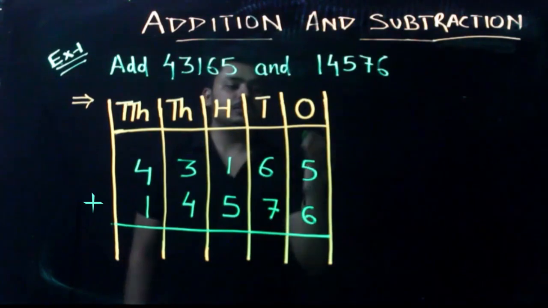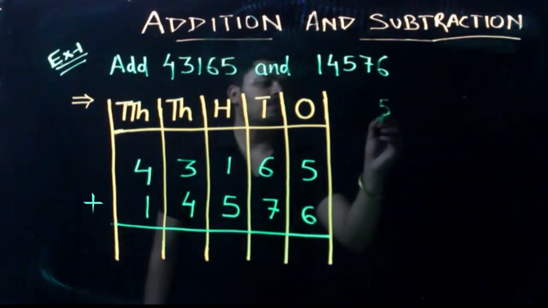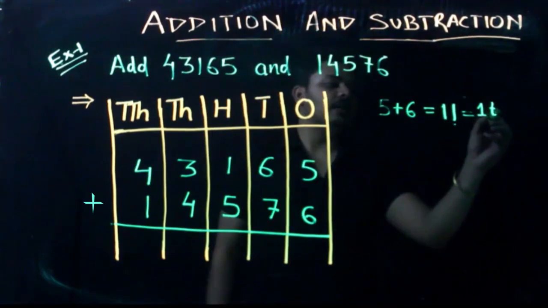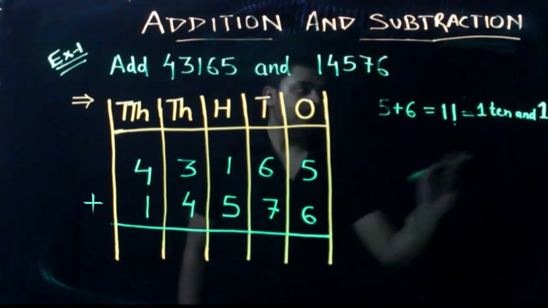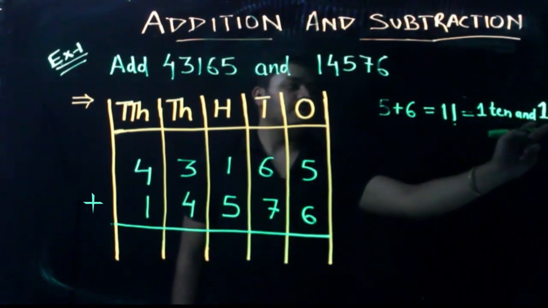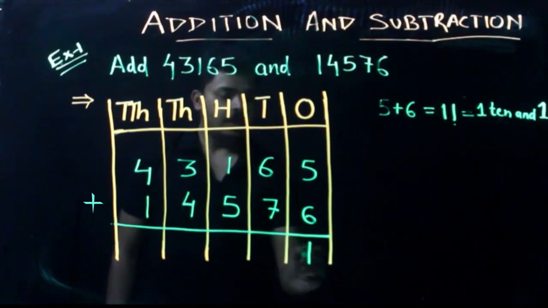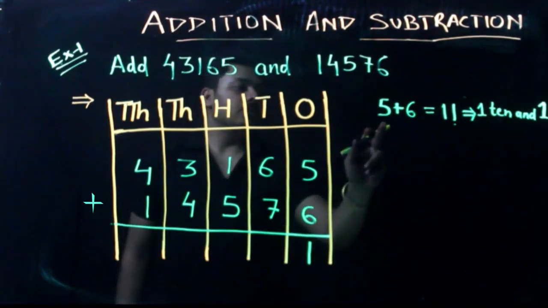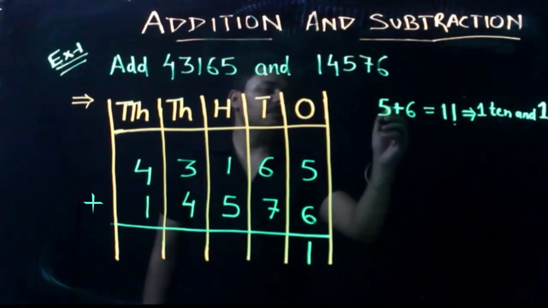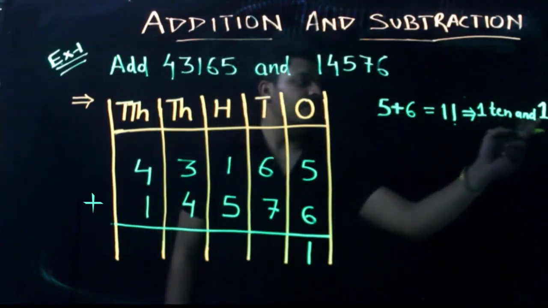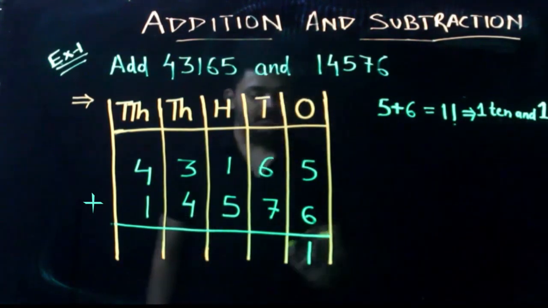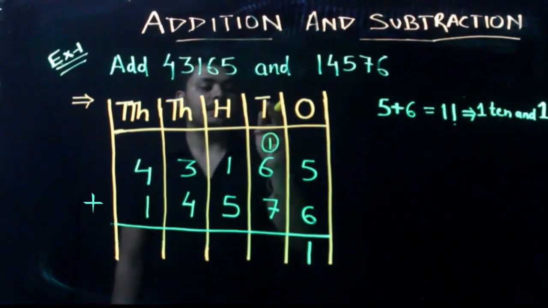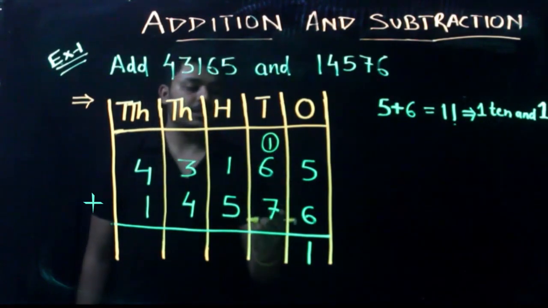So starting from the ones column, we need to add 5 and 6. So 5 plus 6 equals 11, which means 11 contains 1 ten and 1 one. So we will place 1 in the ones column and my 1 ten goes over to the tens column. As I have told you, 5 plus 6 equals 11, and 11 contains 1 ten and 1 one. So I'll place 1 in the ones column and my 1 ten will carry over to the tens column. So now I'll add up all the 3 digits in the tens column.